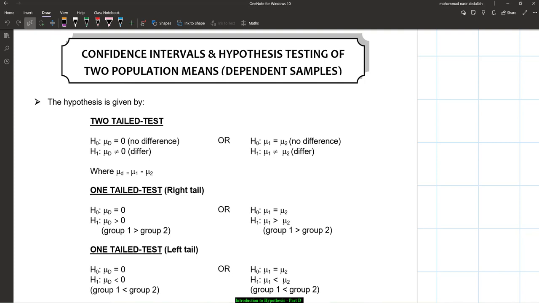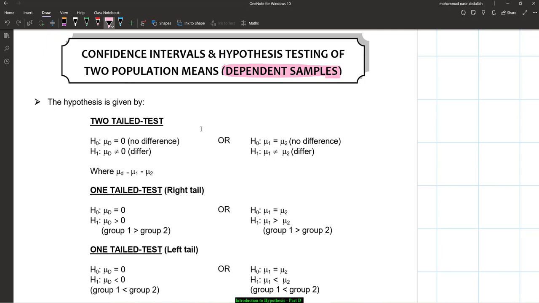So today I will continue our lecture in Introduction to Hypothesis. We will focus on hypothesis testing for two population means for dependent samples. For last class we already looked into independent samples. So today we're going to look into dependent samples.